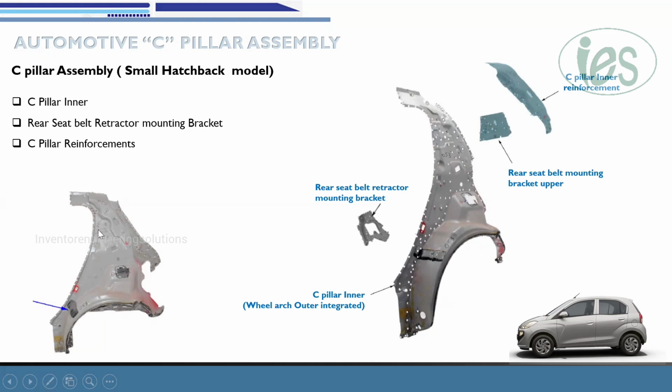So this is the C pillar inner. In this area, in order to give some additional strength, they have added some small reinforcement. And for the rear passengers, they have added the seat belt mounting brackets. These are the simple structures which follow in the hatchback model. Since it is a budget vehicle, they will not add many parts on the C pillar area.